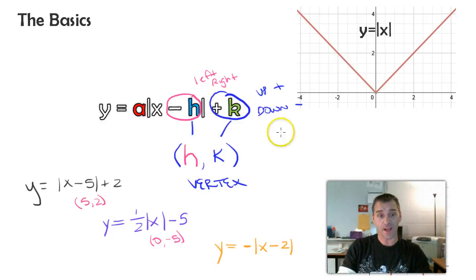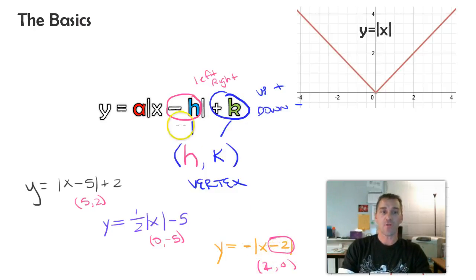This one, sometimes I actually don't have a k value. That's okay. That just means it doesn't move up or down. So my vertex here would go the opposite of whatever this is. The opposite of that would be a positive 2, and we don't write positive 2, we just write 2. And then comma 0. Where's the 0 coming from? Because I don't have a k here, so it's a 0. So it would just move to the right 2, but not up or down.